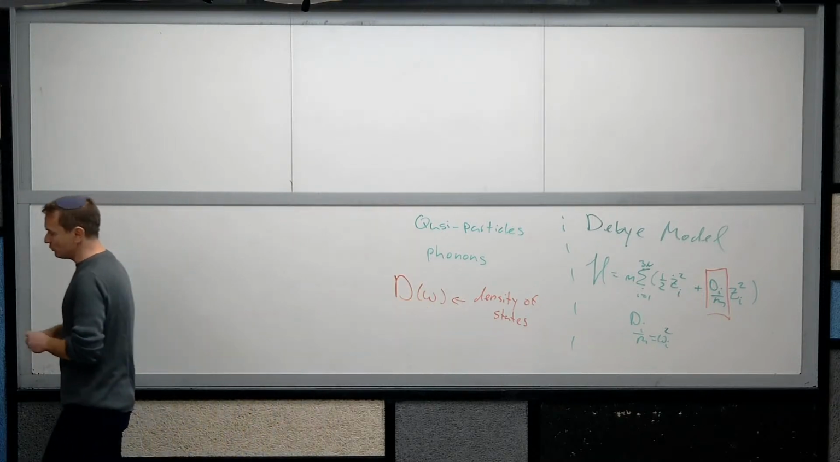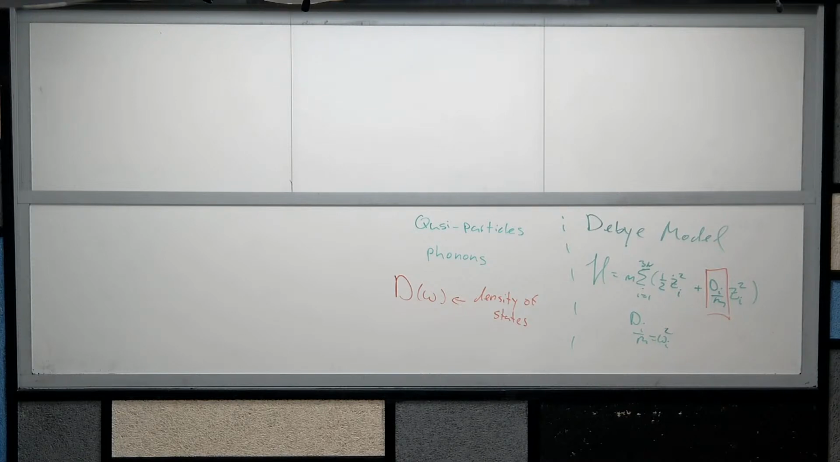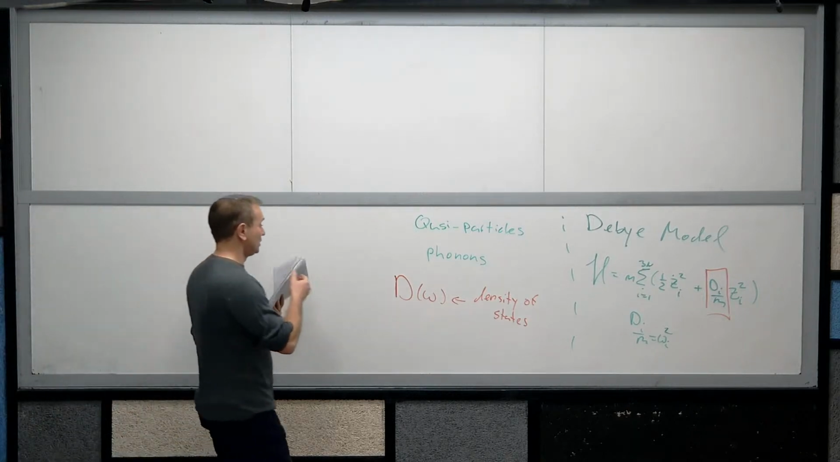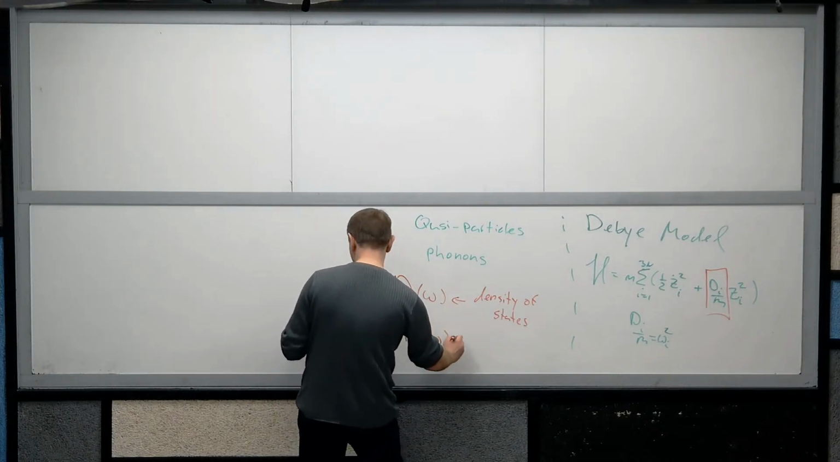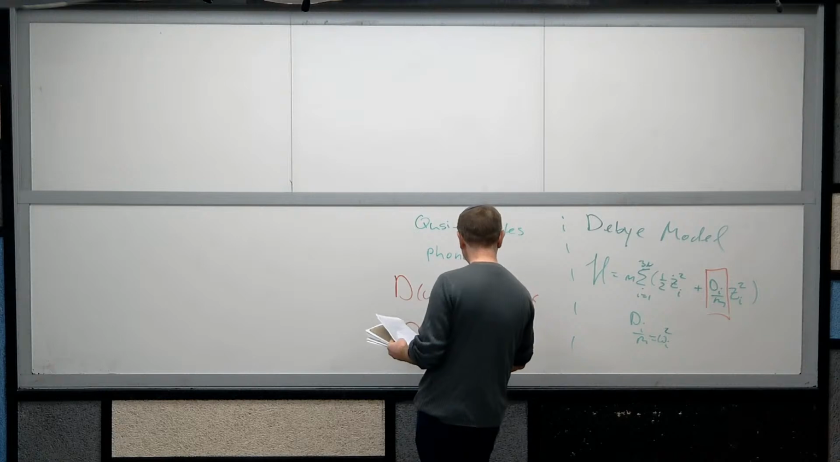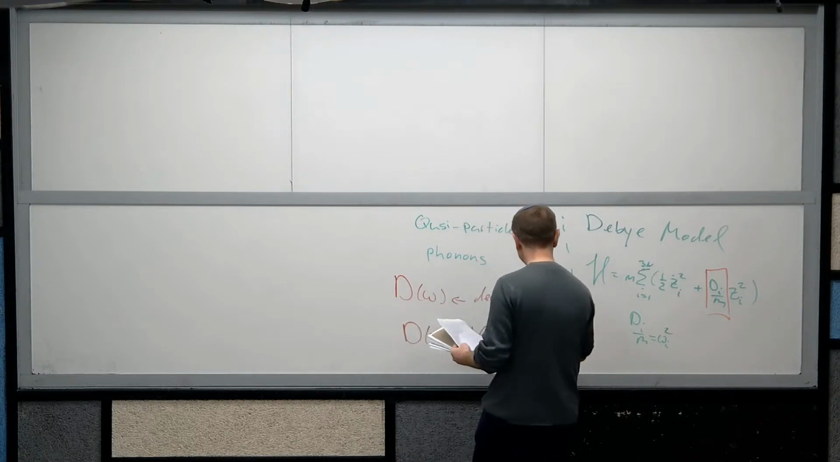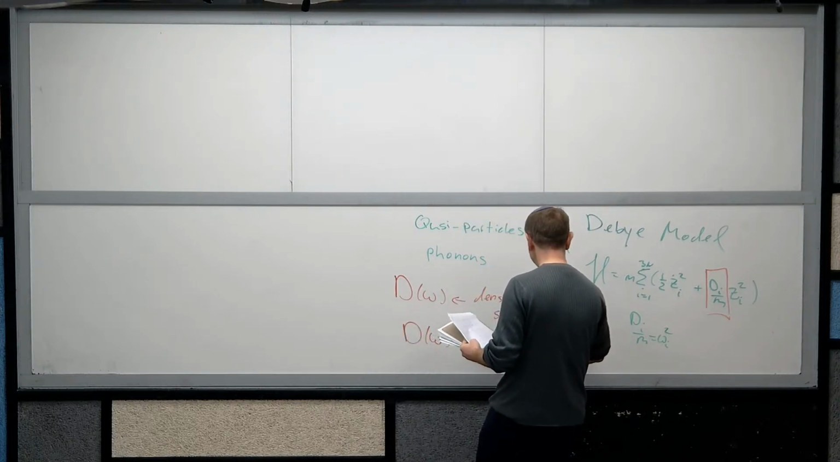Now, this D of omega, we got a form for it. Let us see, what was the form? It is the volume divided by 2 pi squared, multiplied by something. I never remember this guy. Yeah, here it is. D of omega is the volume of the system divided by 2 pi squared, k squared of omega, dk of omega, d omega.